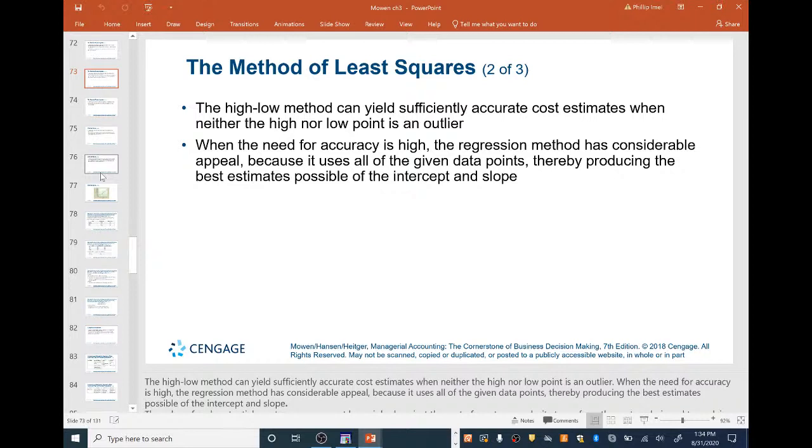And once again, what's the intercept? The intercept is our fixed cost. The slope is our variable rate. So that's why this is so important, because these are going to be the best estimates. If those are the best estimates, then obviously that's going to produce the best cost analysis.